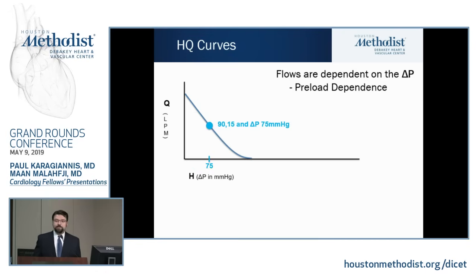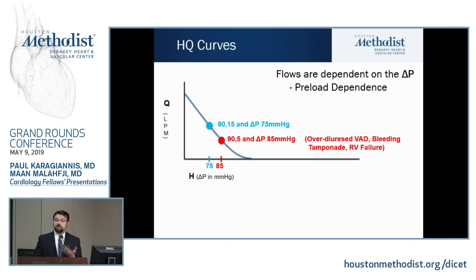A similar relationship exists for preload dependence. So here we have another arbitrary point, a MAP of 90, mean LV pressure of 15, delta pressure of 75. For example, the same patient gets over-diuresed, has a big GI bleed, or has decreased LV filling from tamponade or RV failure. The same kind of clinical situations create this type of physiology where the differential pressure falls and flow falls as a result.